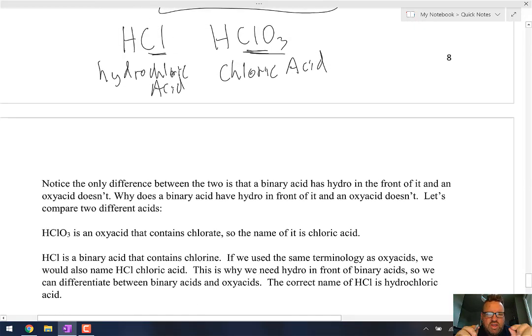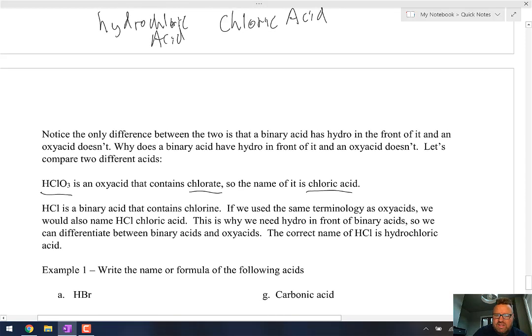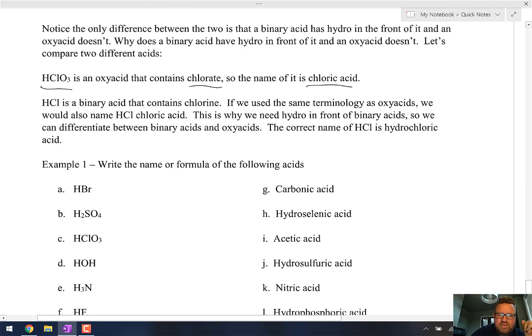So notice the only difference between the 2 is that a binary acid has hydro in front of it and an oxy acid doesn't. Why? Because, again, we've got HClO3, that becomes chlorate, so that's chloric acid, and then we would have the same names, and we don't want to have that.